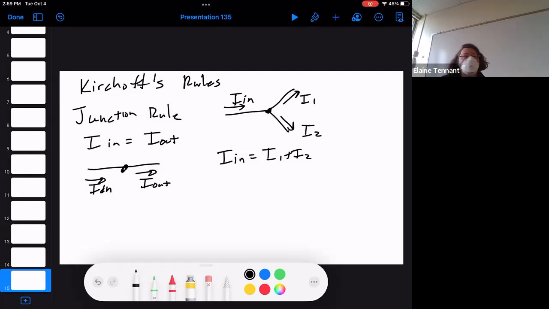And that's just a conservation of charge sort of thing, where if some amount of charge goes into a spot, the same amount of charge has to leave that spot. You can do this two ways, because if these two things come back together, then the current going into that spot needs to equal the current going out of that spot. Sound okay? Hopefully. Okay, so that's the junction rule.